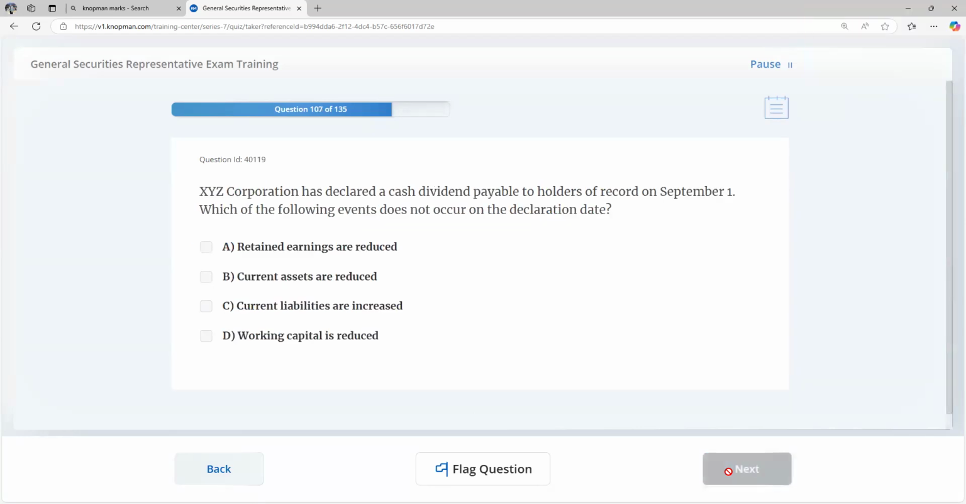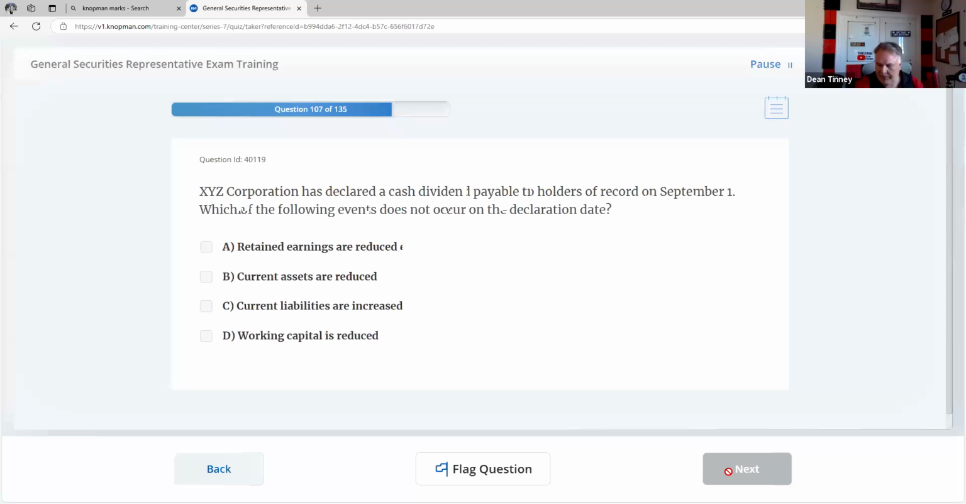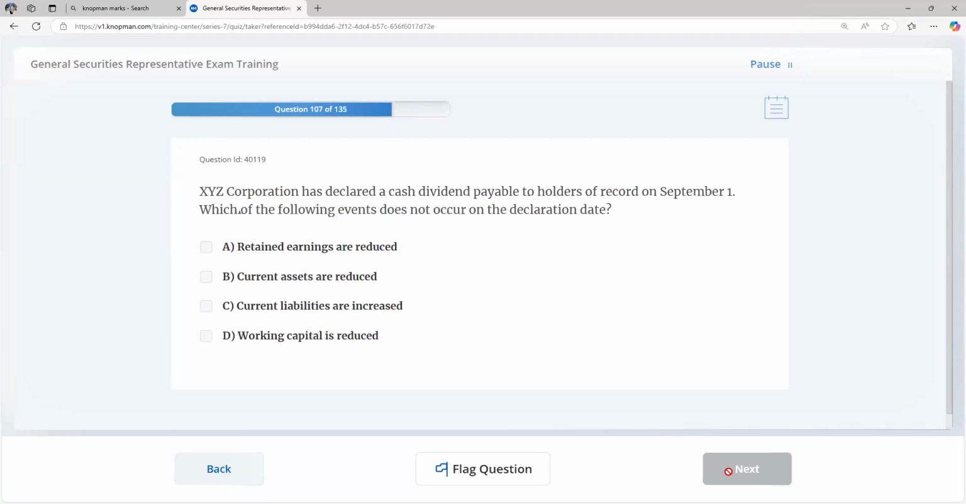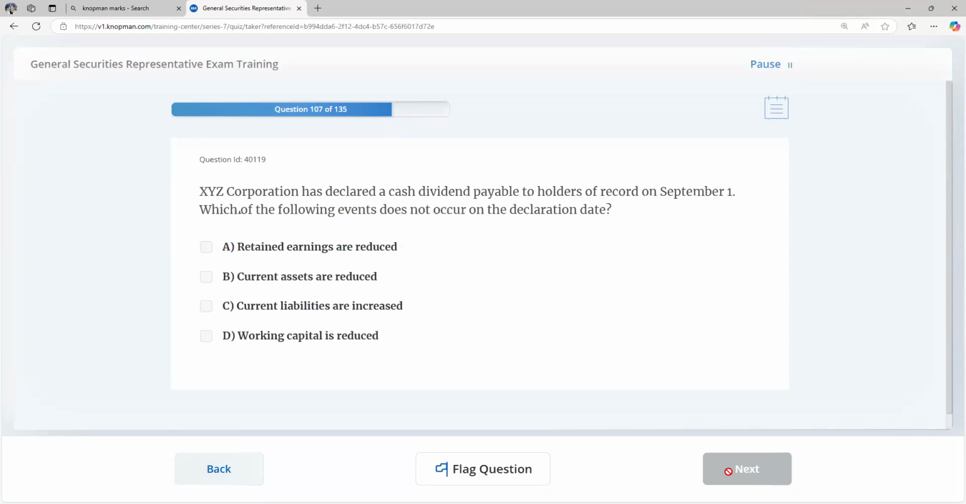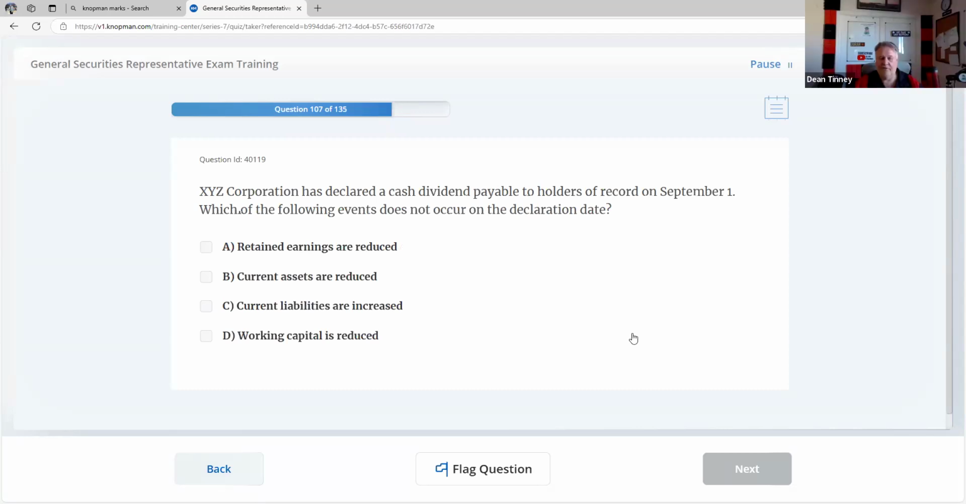Yeah, it's construction. XYZ has declared a cash dividend payable to holders as of record September 1st. Which of the following does not occur on the declared date? Like what doesn't happen? Well, when they declare it, we know that current liability is increased and we know that capital is reduced. So which of the following events does not occur?